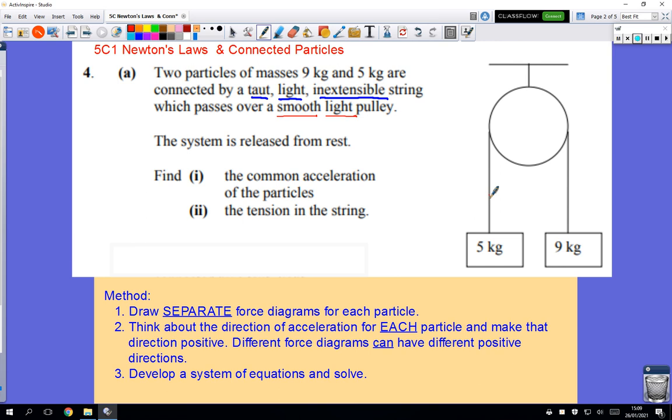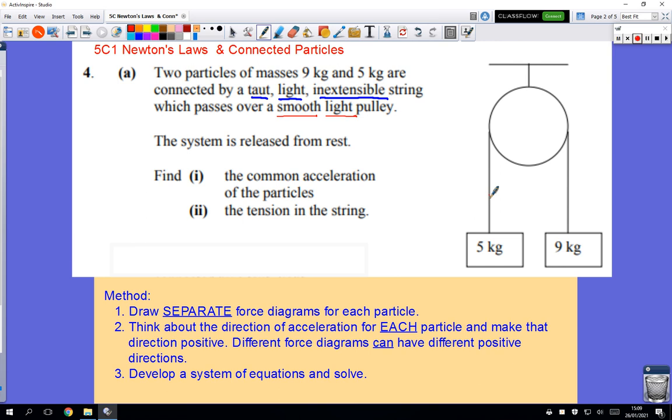We're asked to find the common acceleration of the particles and the tension of the string. Their acceleration will be common because it's an inextensible string. There's no particle that's bouncing up or down or anything like that. So once one of them is moving at a certain rate, the other will be moving at the same rate. We'll find also the tension in the string.